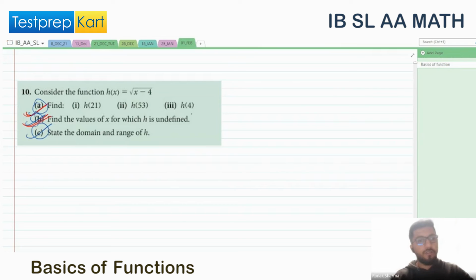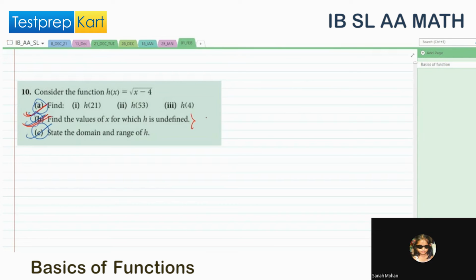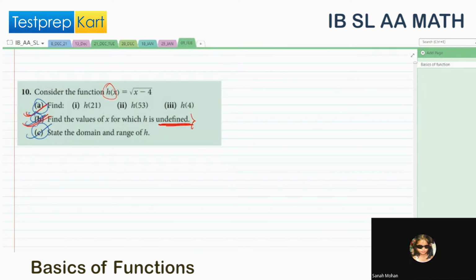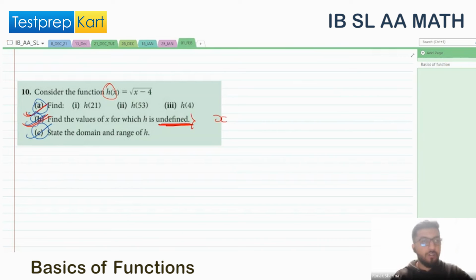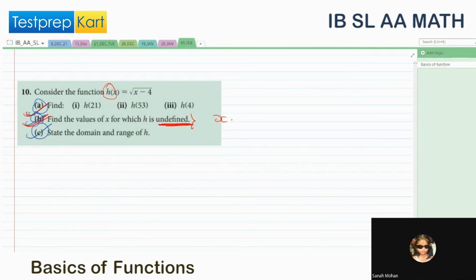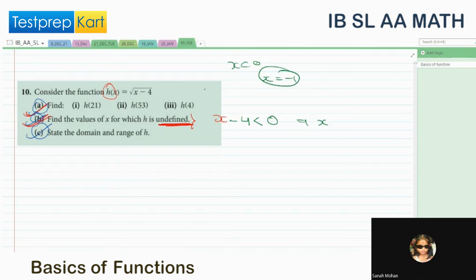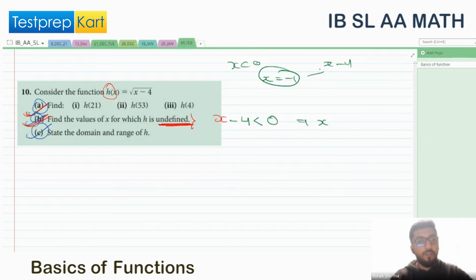What is the answer for B? Just tell me for what condition you are able to think that H is going to be undefined. Negative. That means negative, but what are you going to write? X is less than 0. Why 0? X minus 4 is the expression. So yes, if I put x equal to minus 1, then definitely x minus 4 will be negative, minus 5. But even if I put x equal to 1, 1 minus 4 is again negative.